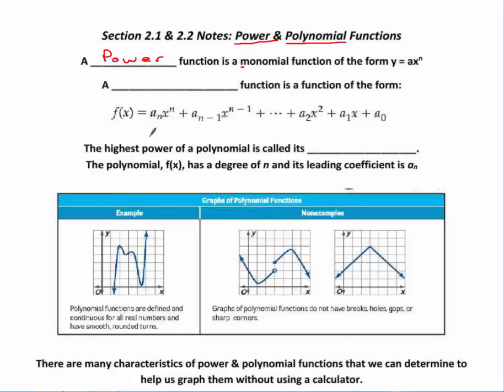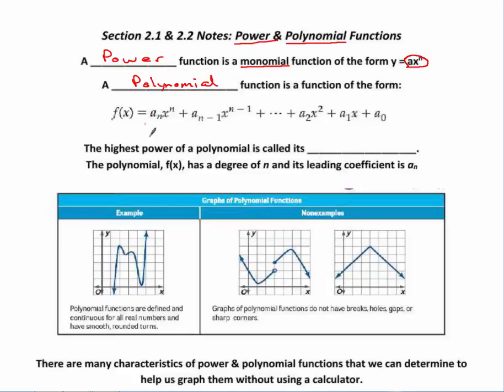And monomial means it just has one term, like this. So it just has one thing. It'll be like 2x squared, or 4x to the fifth, or 3x to the third, something like that. A polynomial function is a function that has multiple terms. So polynomial just means it has multiple terms.